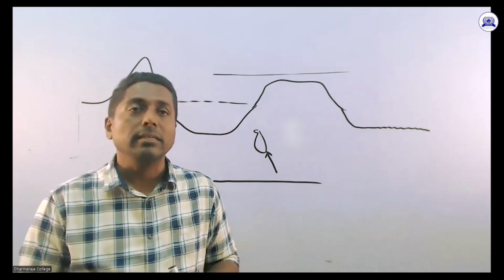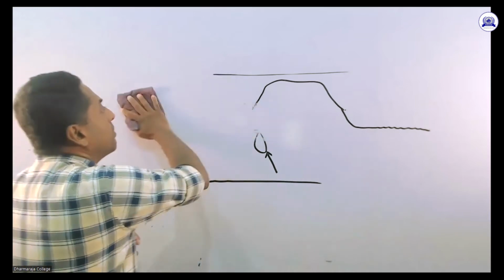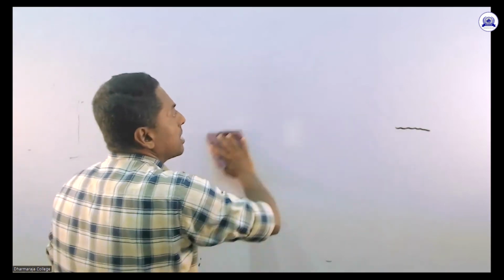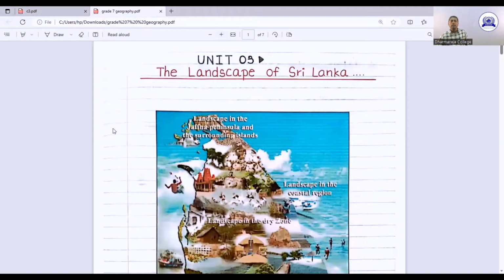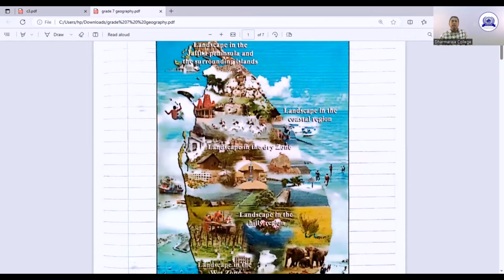My dear children, this is a very nice lesson for you. You can improve your knowledge about Sri Lanka with a number of parts of the lesson. Now you can see the lesson nicely. Actually, we can see different parts like that. So I'm talking about the landscape of Sri Lanka now one by one. Here, the landscape in the Jaffna Peninsula and the surrounding islands. What is the peninsula?